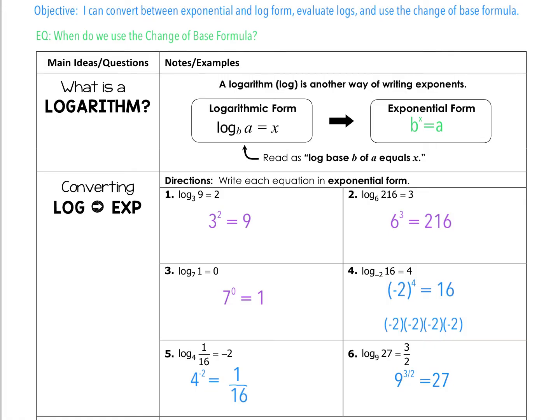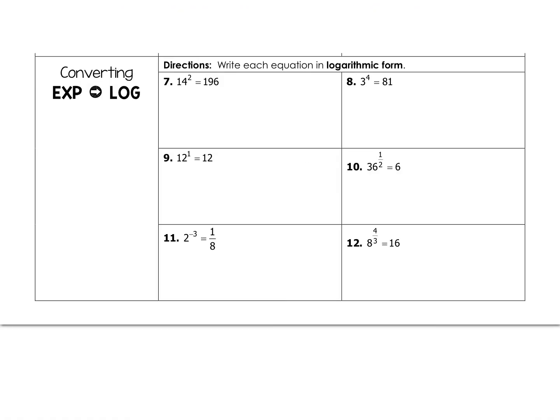All right, so for this one, we're going to work backwards. We're going to go from exponential form into that log form. So go ahead and remind yourself of where the different pieces come from, and we're going to walk through this first example together. Just a reminder, log base b of a equals x is the same as b to the x equals a.